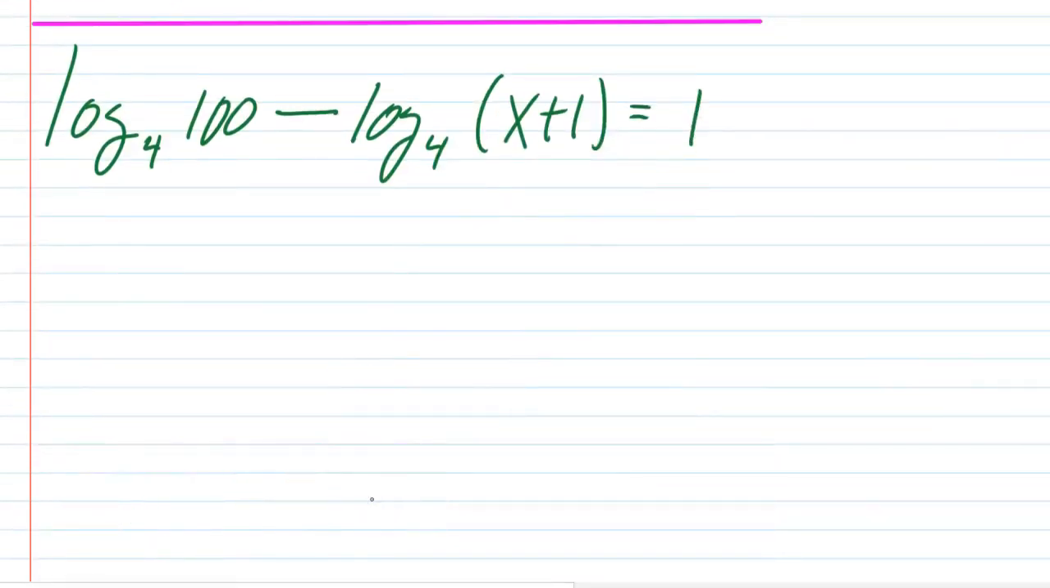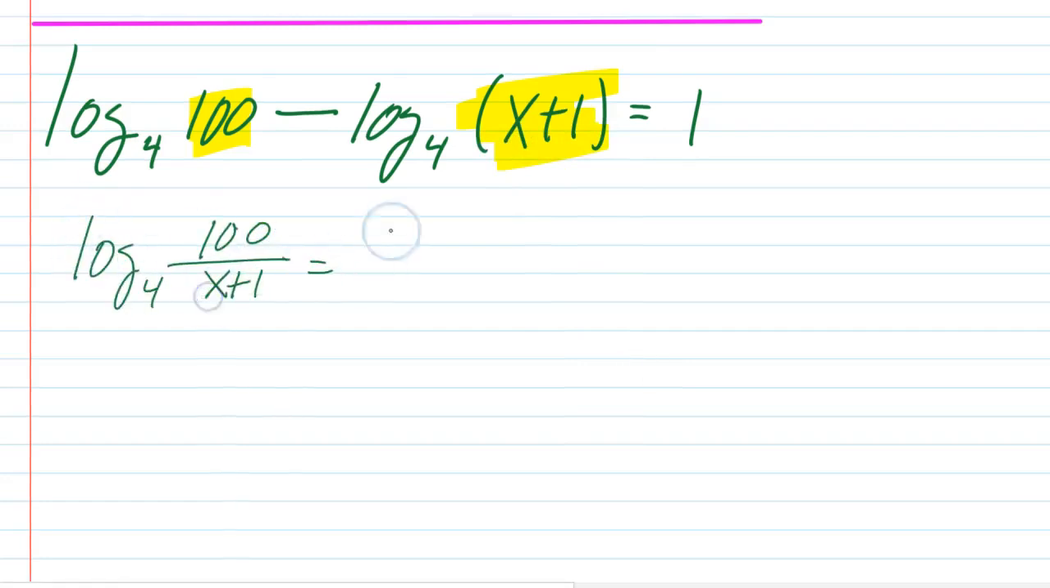Now for this one, we're combining some of the things that we saw before. Remember, if there's a subtraction sign, that means that we divide the insides here. That's going to give us a new log base 4 of 100 divided by x plus 1. Now we follow the same steps.